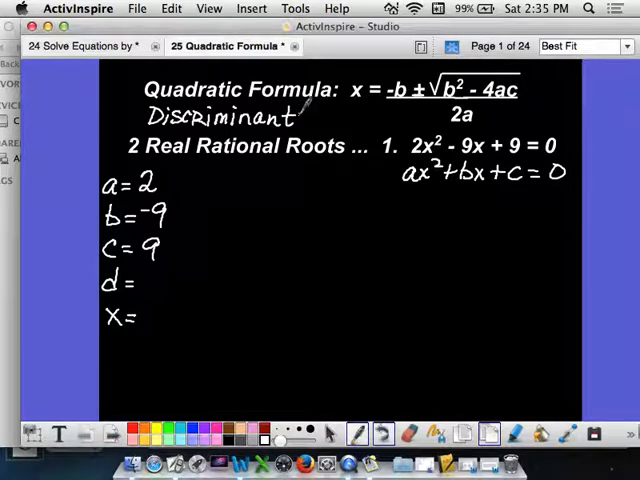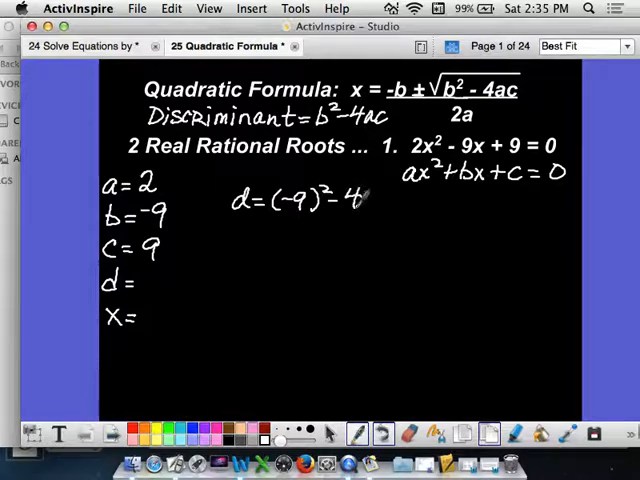My discriminant is exactly what's underneath that radical sign without the radical. The discriminant is simply b squared minus 4ac, and that's what we're about to find. So I'm going to come over here and say, okay, D, my discriminant, is equal to b squared. B is negative 9, so this is negative 9 squared minus 4 times A is 2, times C, and C is 9. So what I want to do is find that discriminant.